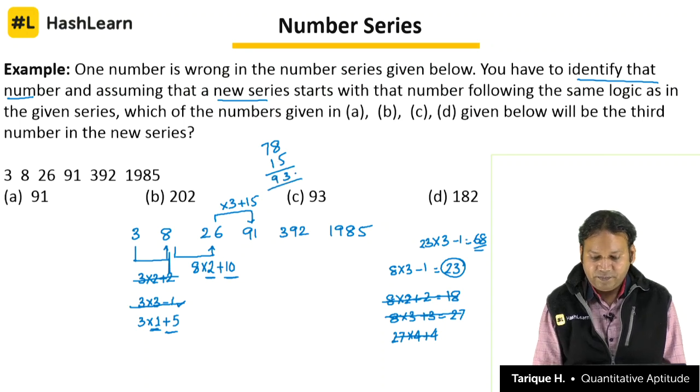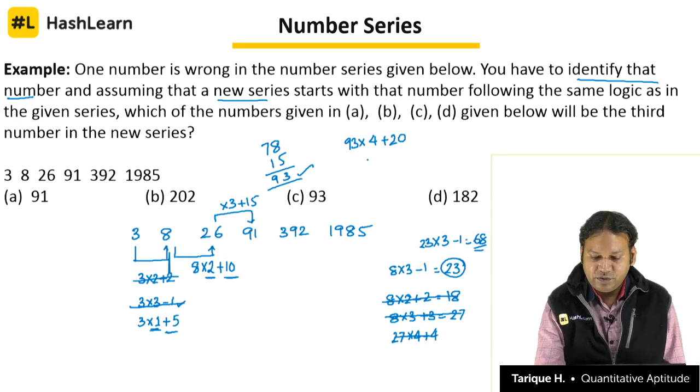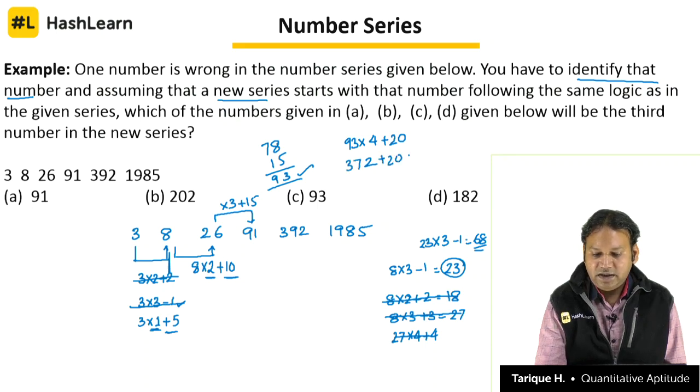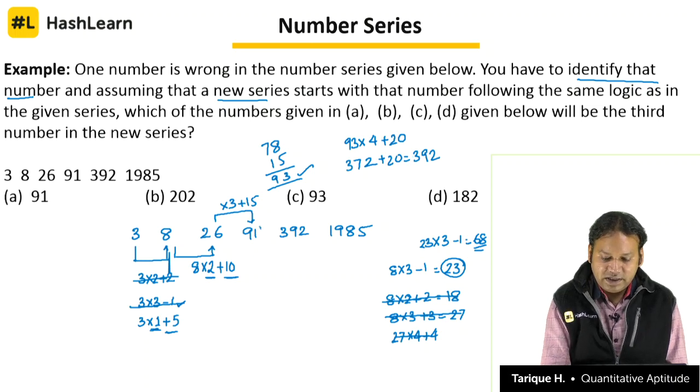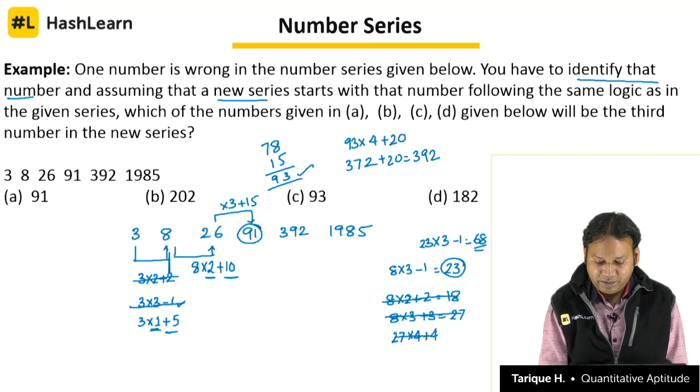So if 93 is the right number, and we continue with that 93 into 4 plus 20, can it give us 392? So let's see, 4 into 3, 12, 1 in hand, and 4 into 9, 36 plus 1, 372 plus 20, yes, it gives us 392. That means the wrong number is 91, and we have to form a new series with this wrong number.